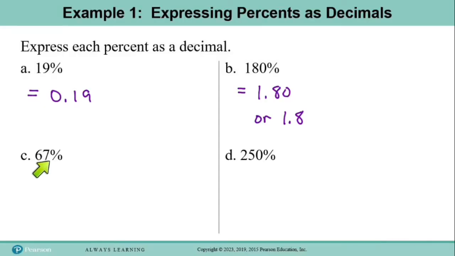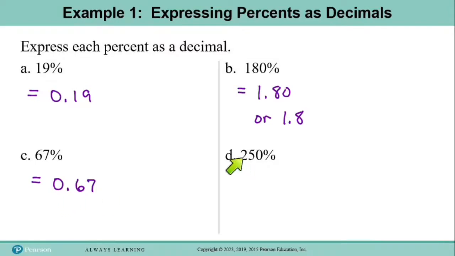So again, the decimal is here at the end of the number. If we move it to the left 2 places, it will be before the 6. And then because the decimal is the first thing in the number, we want to put a 0 as a leading digit. So we will write 0.67. And don't forget, when you move the decimal back 2 places, you lose your percent symbol.